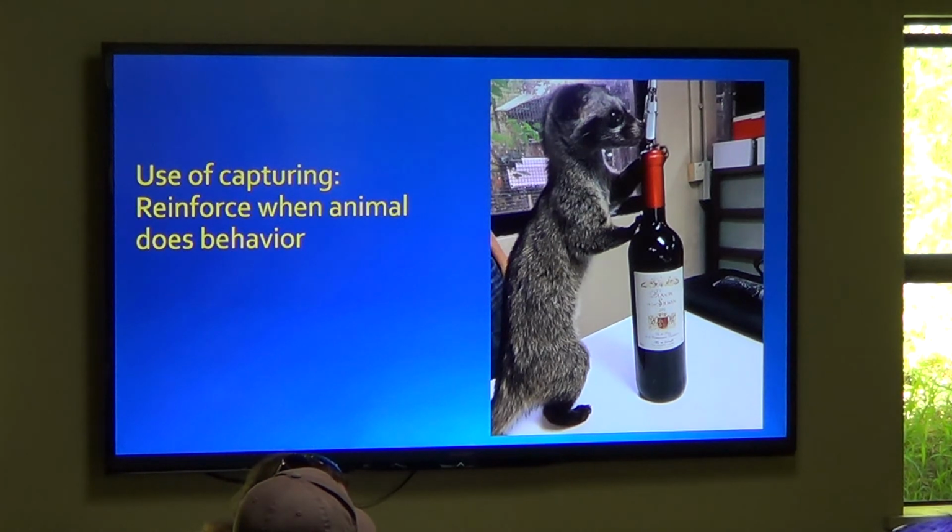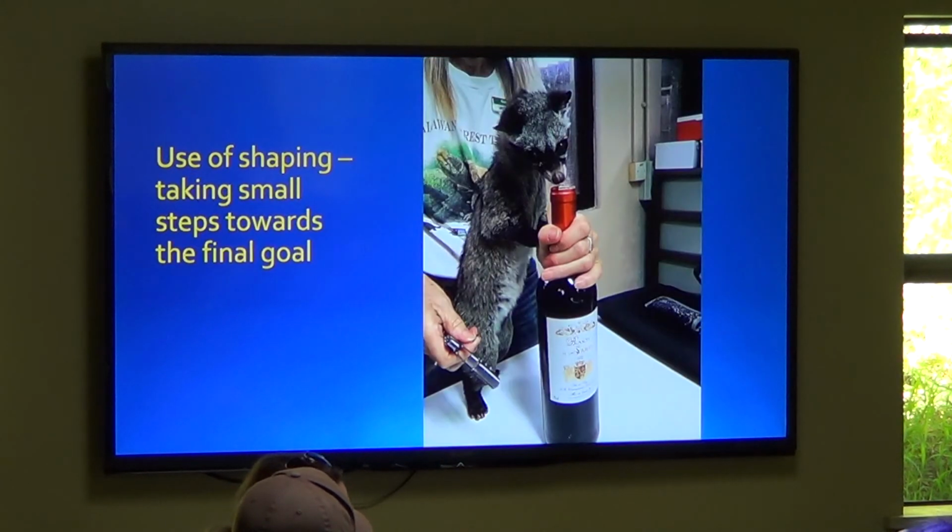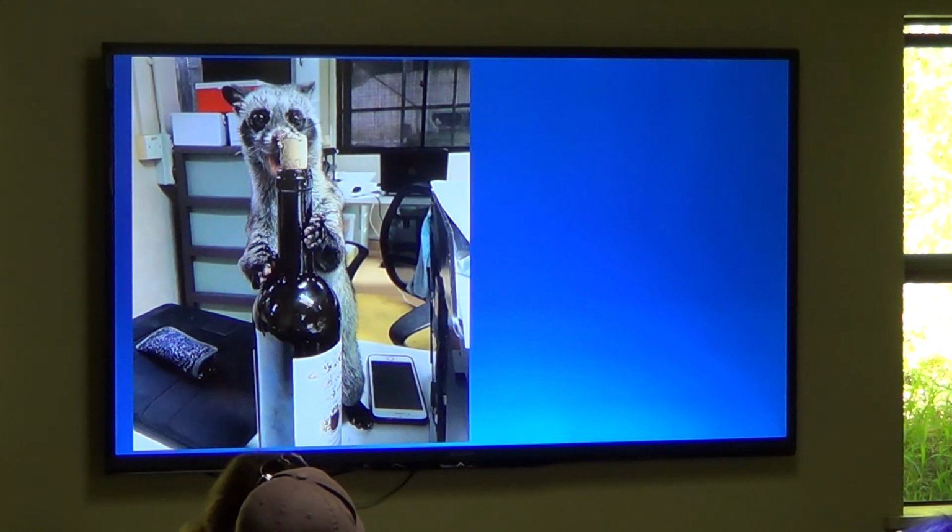So you might capture, remember that's reinforcing when the animal does it on their own. Or you might use small steps working towards your final goal. First you have to smell the wine, see where the cork is, and then you can take it out. Looks really excited about that part.